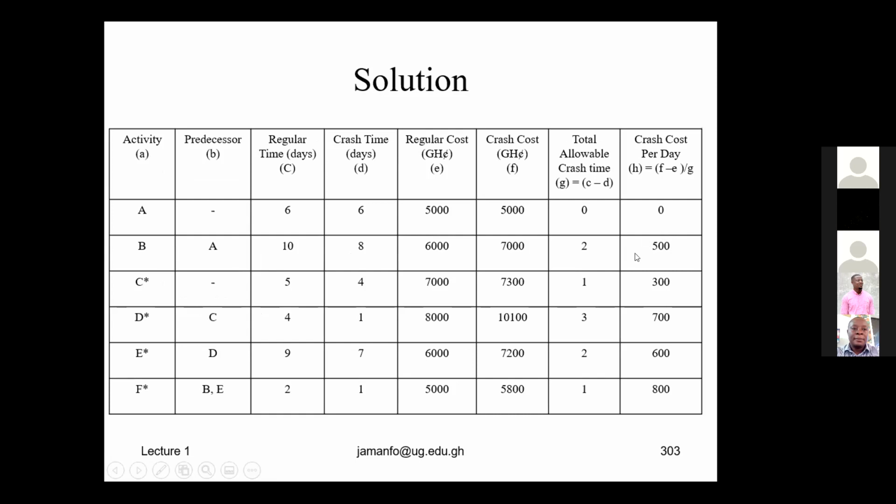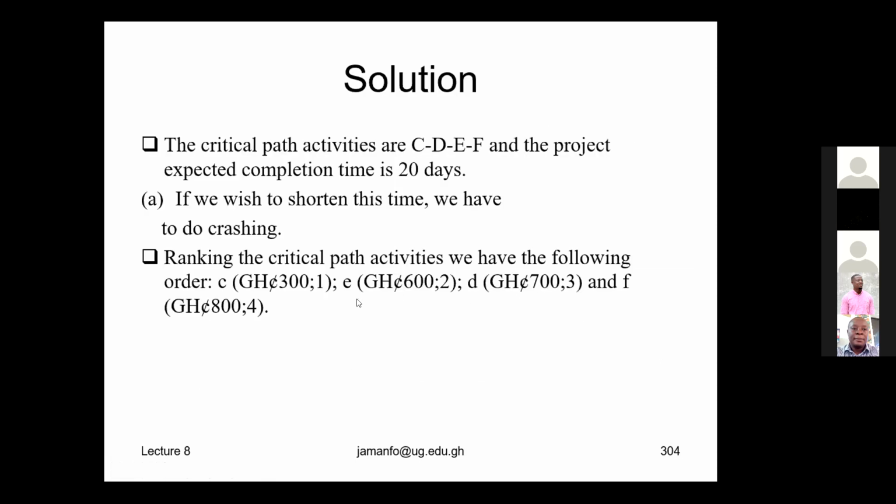Yes, there is a 500. But why do you think we haven't put the 500 in there? Because B is not a critical activity. Why didn't you bring the 500? We didn't bring the 500 because we are focusing on the critical path activities, and B, where the 500 occurred, is not a critical activity. That's why you don't see the 500 in here.